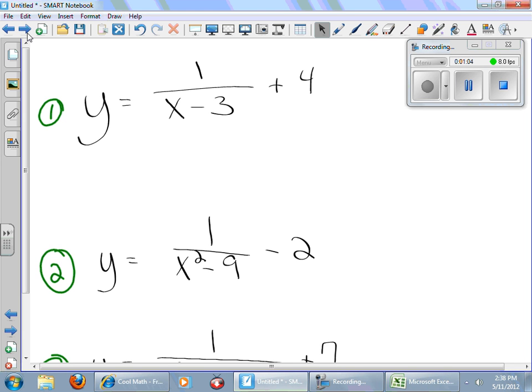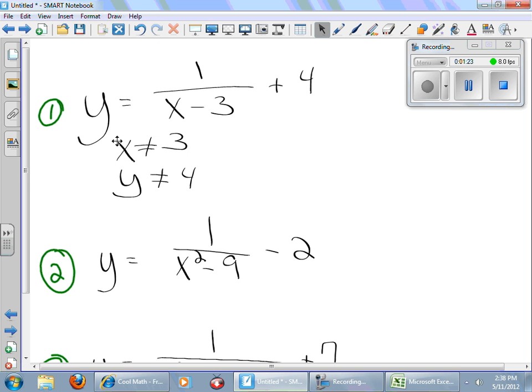So let me point this out to you first of all. There's the equation, right? Y equals 1 over x minus 3 plus 4. Now I'm sure some of you right off the bat know the restrictions. You know that you're going to get an asymptote at x equals 3, because x is not allowed to be 3. You need an asymptote there. And then you're going to get an asymptote for y is 4.